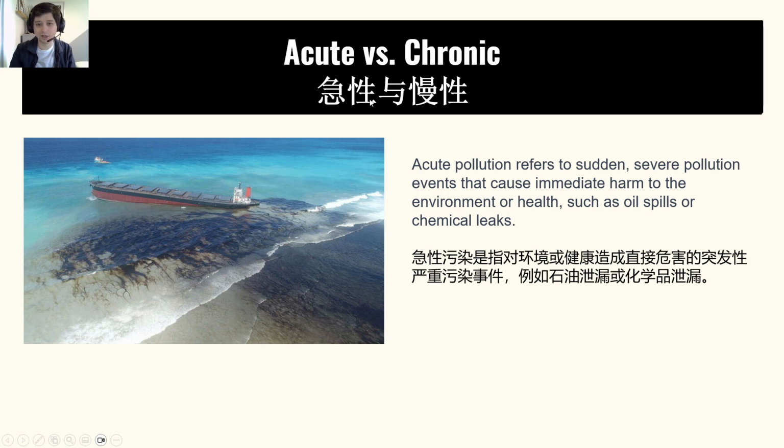So acute pollution refers to sudden, severe pollution events that cause immediate harm to the environment or health, such as oil spills or chemical leaks. So when a boat crashes and spills all its oil into the ocean, that's terrible. It affects the ocean ecosystem quite a bit, and that is a severe, sudden problem. It happens quickly and it solves itself relatively quickly, depending on the problem, but it's not something that lasts for years and years and years. Just kind of a one-time event kind of thing.